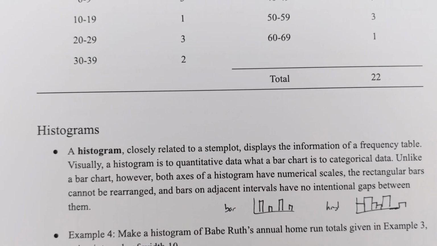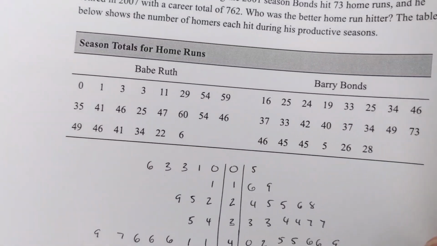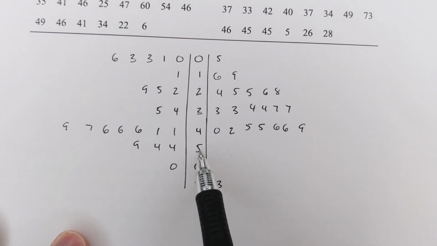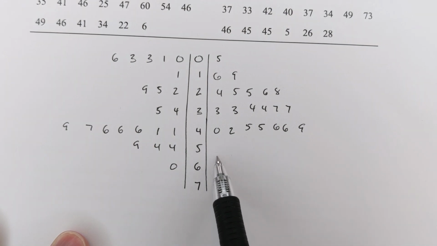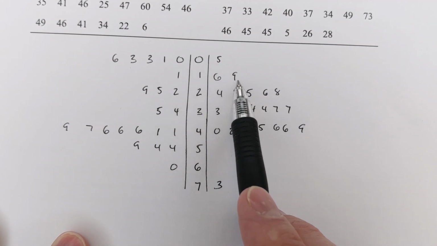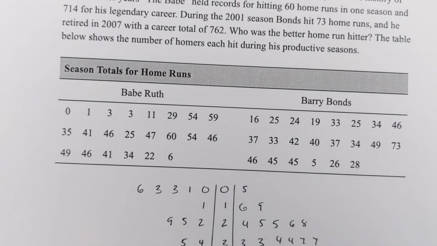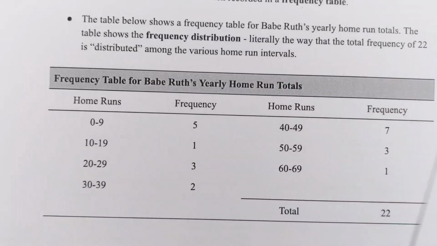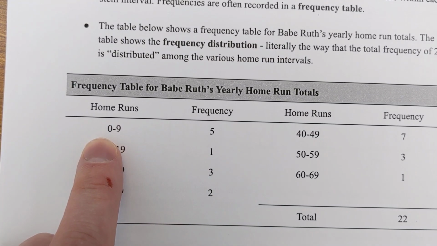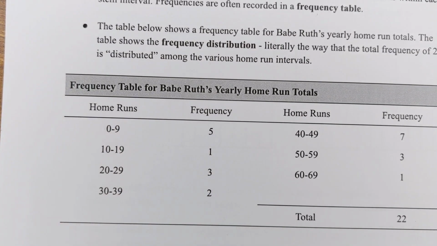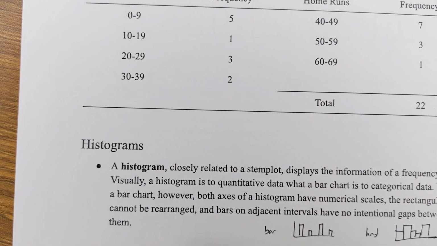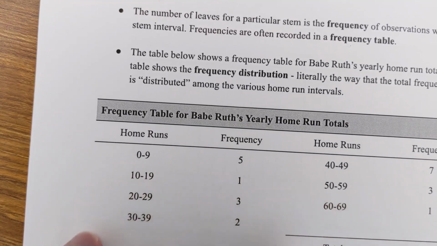So if we look back at the home run data for Bonds, between 50 and 59 and 60 and 69 would be 0 because there are no home runs there. This would be 1 unit tall, 2 units tall, and so on. So if you look, there's the 1, 2, 3, 4, 5 seasons Bonds hit between, or Babe Ruth hit between 0 and 9. All right, so make a histogram using the run totals in example 3, using an interval width of 10. So that's essentially this frequency table.